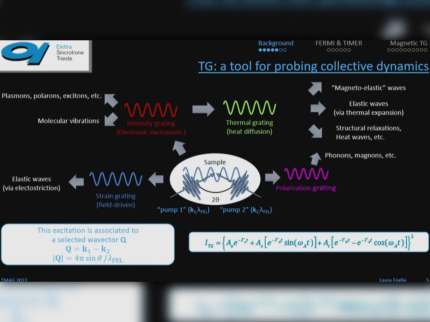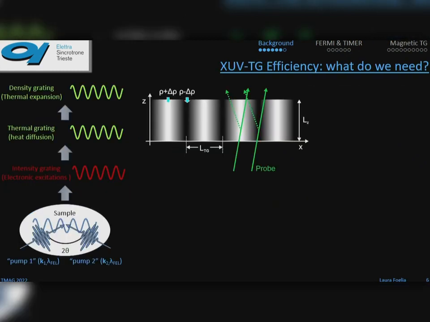So what do we need in order to develop this technique in the XUV? This is the easiest possible XUV transient grating excitation pathway. So you go from the intensity grating to the thermal grating to a change in density. So your sample ends up having regions where the density is higher and regions where the density is lower.